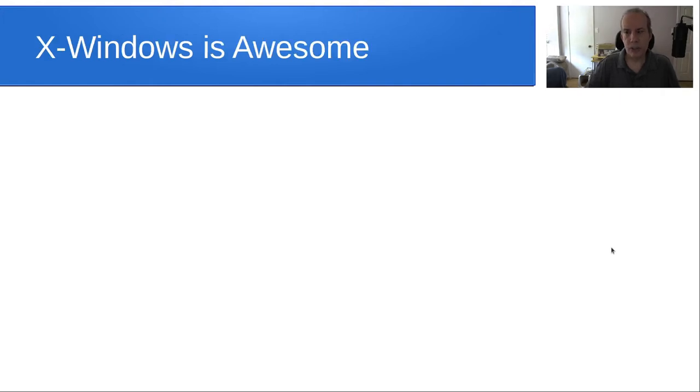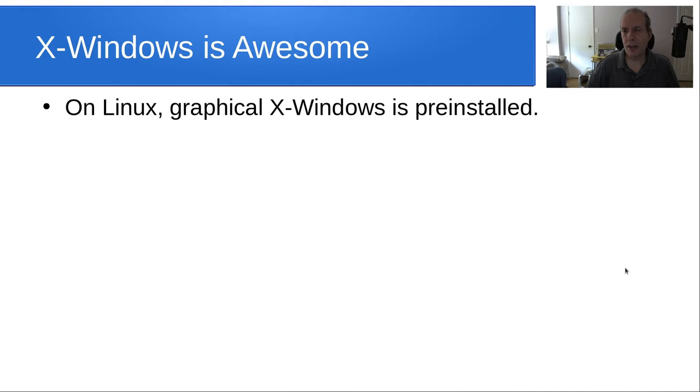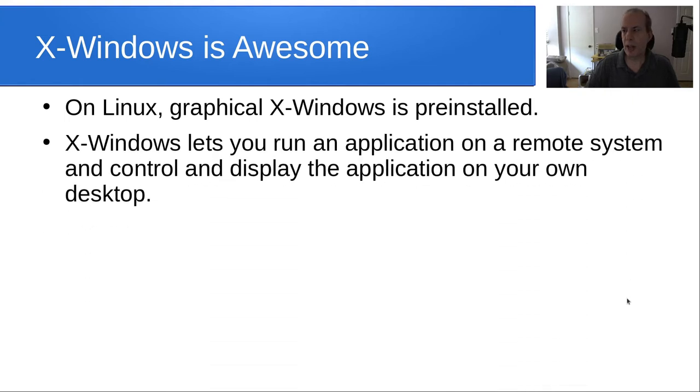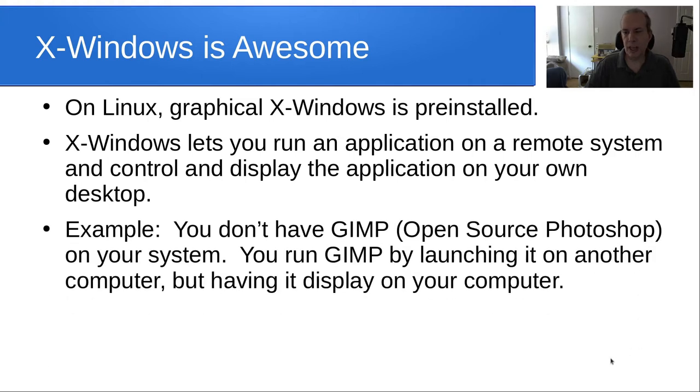So X Windows is awesome. On Linux, graphical X Windows is pre-installed. It's an integral part of the operating system. X Windows lets you run an application on a remote system and control and display the application on your own desktop, even though you don't have that application loaded on your desktop. As an example, you don't have GIMP, which is an open source Photoshop, installed on your particular system. But you run GIMP by launching it on another computer, but having it display back and run on your computer.